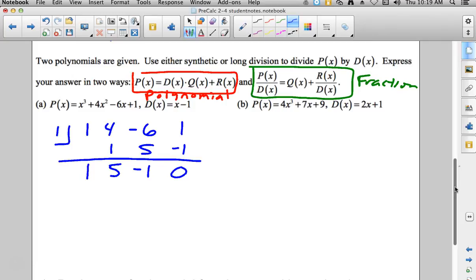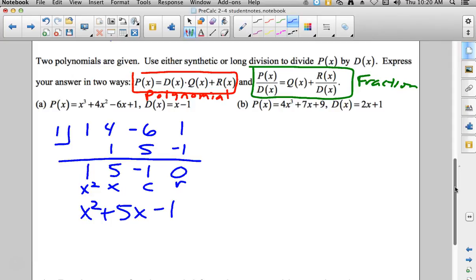Tell your partner why my answer would be wrong if I left that on. It's not in fraction form. We have to use that synthetic division to get the coefficients that we need, and then we write our polynomial.